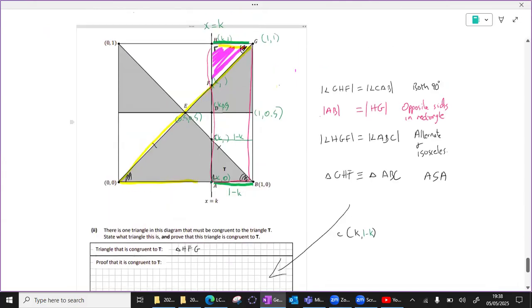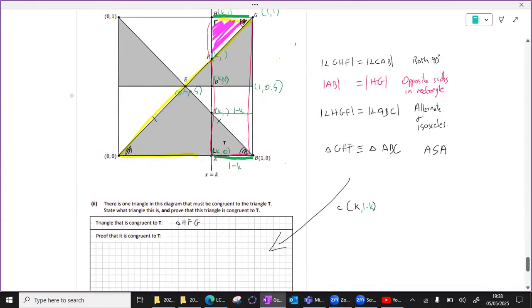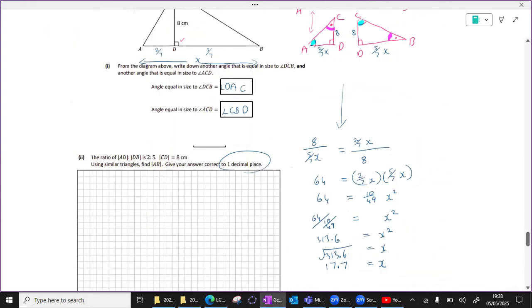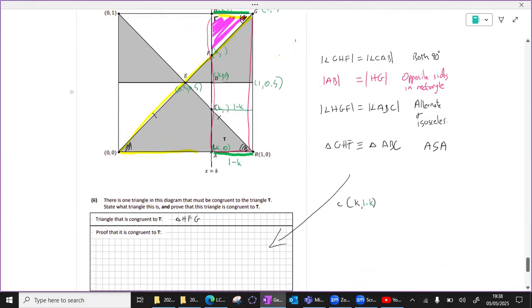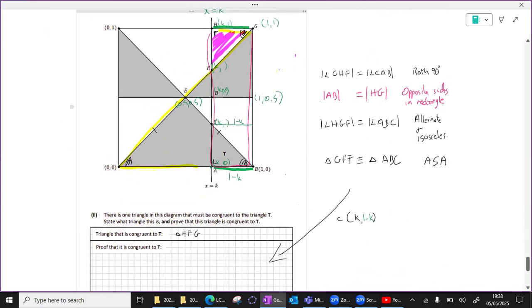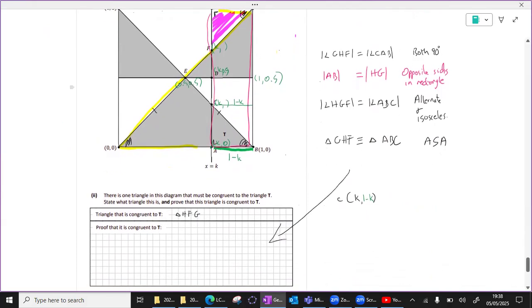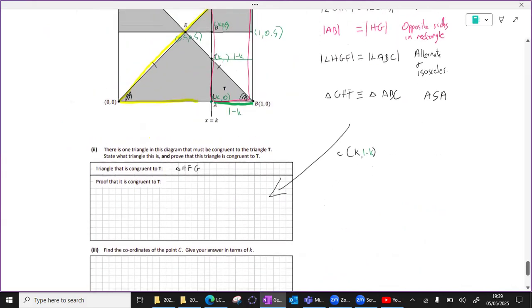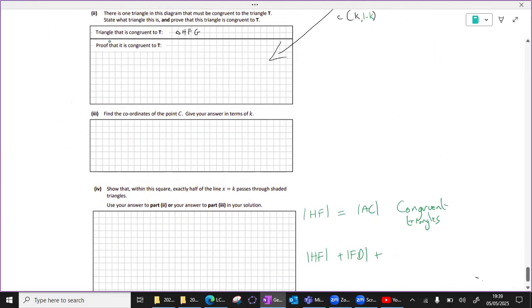Now, what else do we know? So F to H and A to C, that's what we have there. Now, we also know that if we add them all up, so in other words, if we do A to C, C to D, D to F, and F to H, in total, it should add to 1. So H to F added on to FD, added on to the distance from D to C, added on to the distance from C to A, should add to 1 unit because it's 1 long.